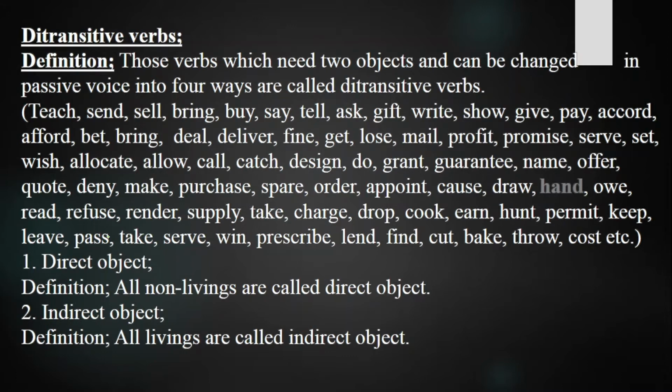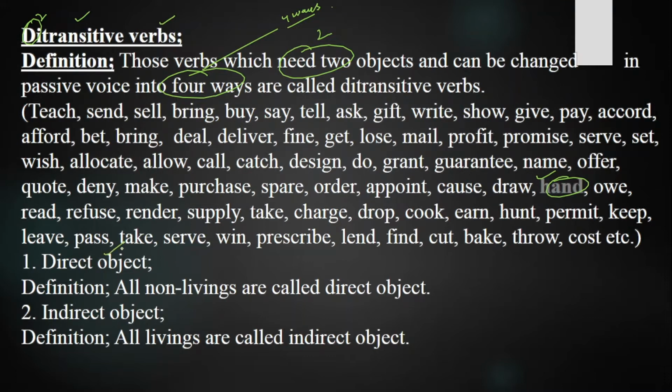Today we have got the ditransitive verb and how we are going to change it from active voice into passive voice. Before changing this, we will take a glance at the definition of ditransitive verbs. Di means two, transitive means can be changed into passive voice, and verb shows an action. Those verbs which need two objects, keep in your mind, and can be changed into passive voice in four ways are called ditransitive verbs.